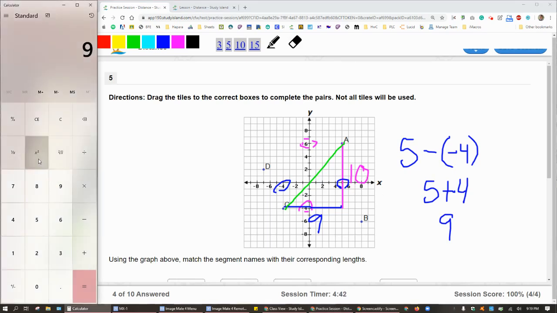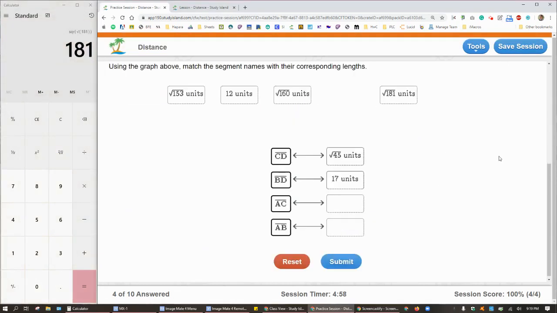So here we go. 9 squared plus 10 squared is 181. 9 squared is 81. 10 squared is 100. 9 squared plus 10 squared is 181. Take the square root of that. Ooh, ugly irrational number. So we're probably just going to have the square root of 181 as our answer. And sure enough, there it is right there.